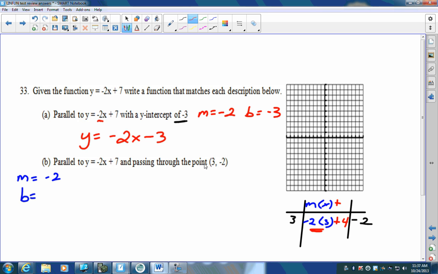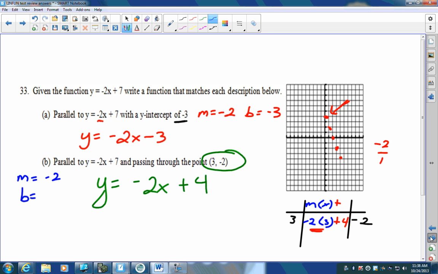Now, another way to do this is to graph 3, negative 2, and then work your slope. Your slope is negative 2 over 1, which would be down 2 to the right 1, but that's going away from your y-intercept. So you can go backwards. Up 2 to the left 1, up 2 to the left 1, and so on. And then you can find your y-intercept from the graph. Either way is okay. So your equation becomes y equals negative 2x plus 4. You cannot think that because they have a point right there that you can use one of those numbers.